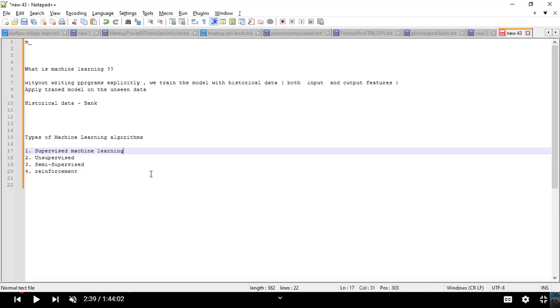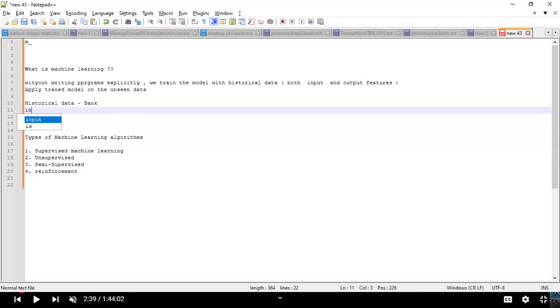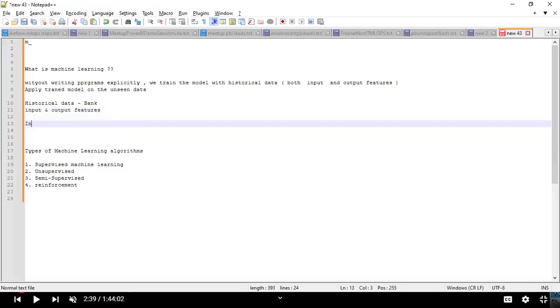So what is an example for that? The same data we discussed as part of the banking example. The historical data should contain both the input and output features. In practice, they call them the input features and the labeled output features.